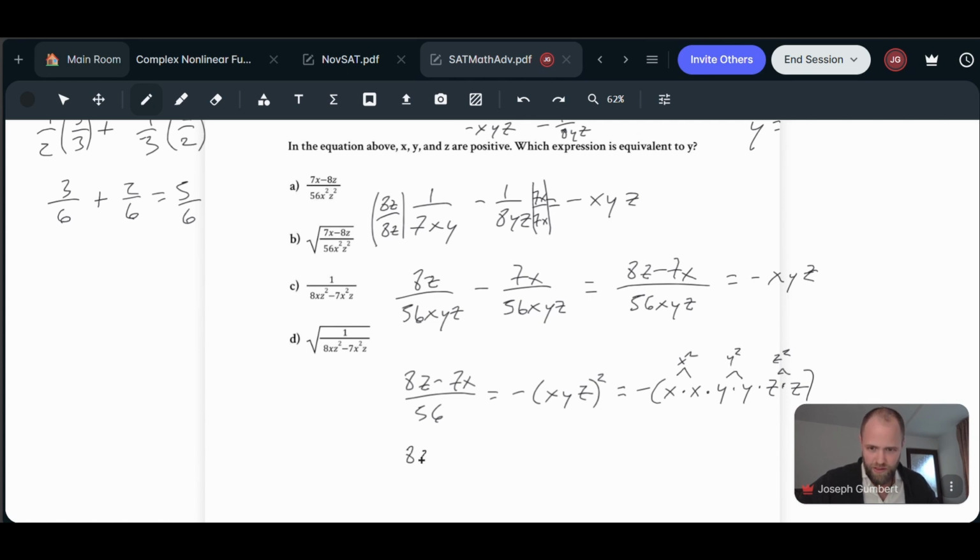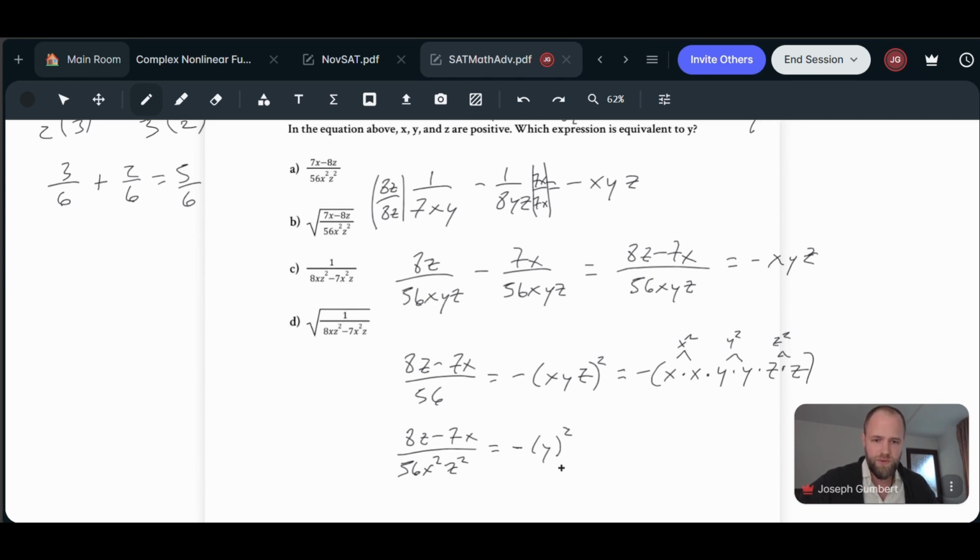So I'm going to get 8z minus 7x all over 56 times x squared times z squared. And then that is going to equal for me negative still times y squared then.